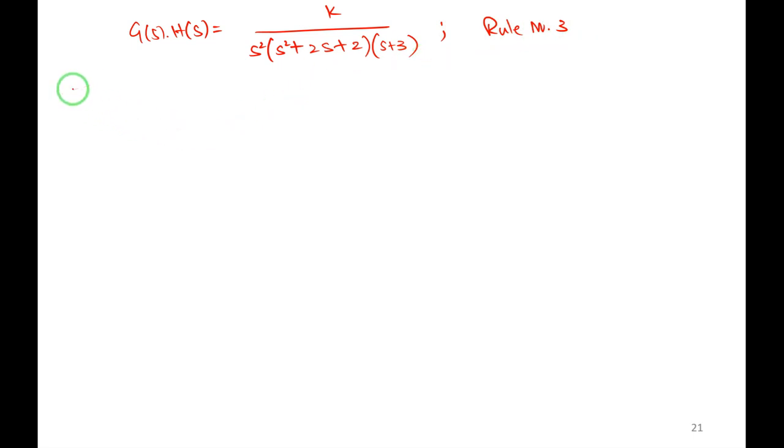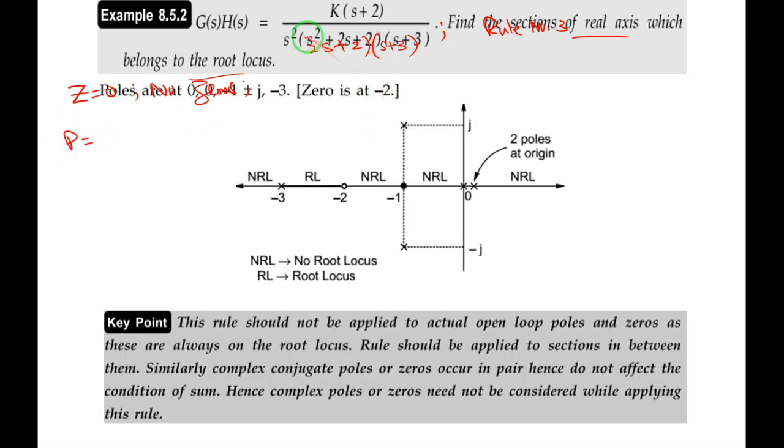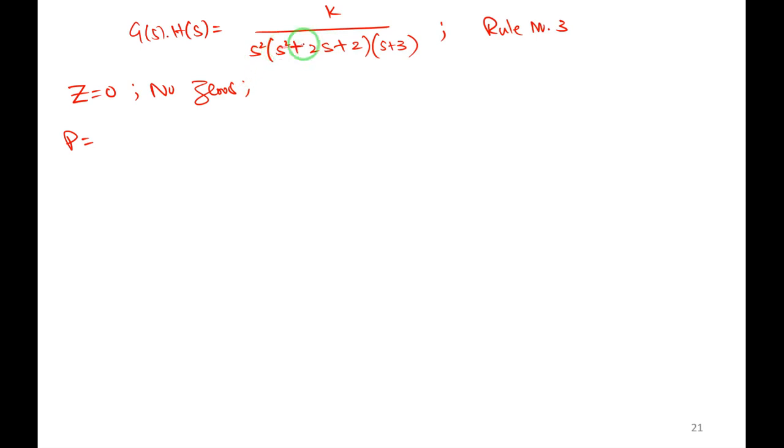How many poles are there? How many zeros are there? There are no zeros. Look at the numerator. How many poles are there? Just look at the denominator. So s square, that gives 2 poles, then s square plus 2s plus 2 gives 2 more, plus 1, total 5. Highest order is 5. So poles are located at s square equal to 0, so 0 comma 0 are the poles.